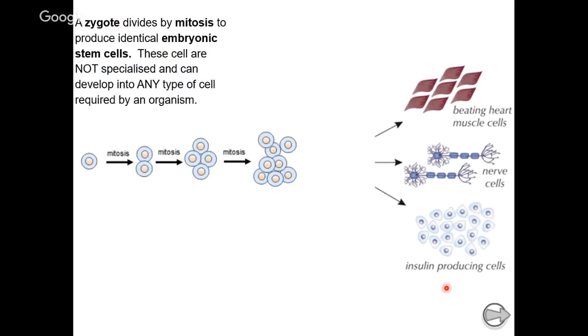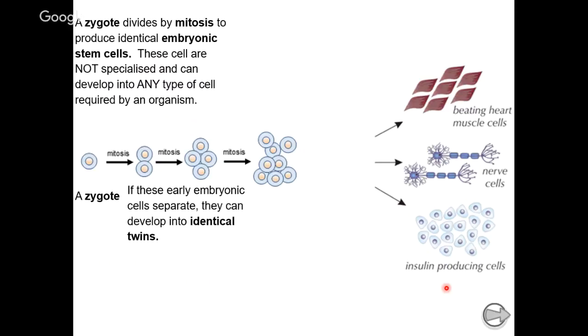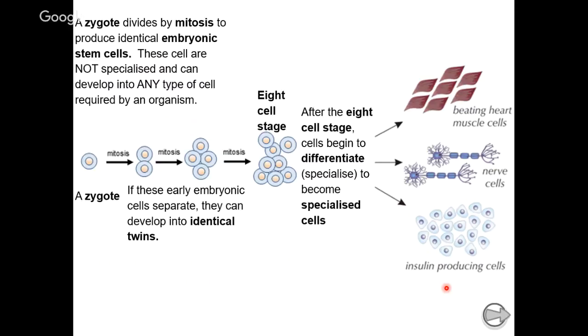Let's think about the zygote, and it divides by mitosis and it produces identical embryonic stem cells. Remember, these cells are not specialized. They can develop into any type of cell. Now, in these early stages of development, if these embryonic stem cells separate, they can actually go on to form two completely genetically identical organisms. But by the 8-cell stage, these cells are actually going to begin to specialize.